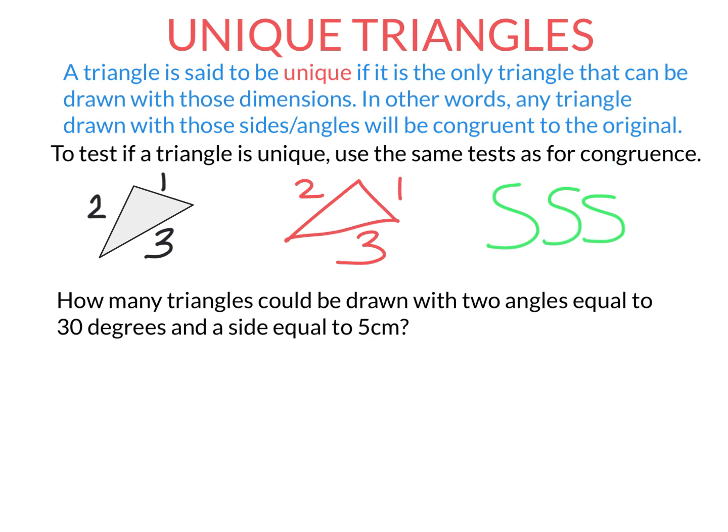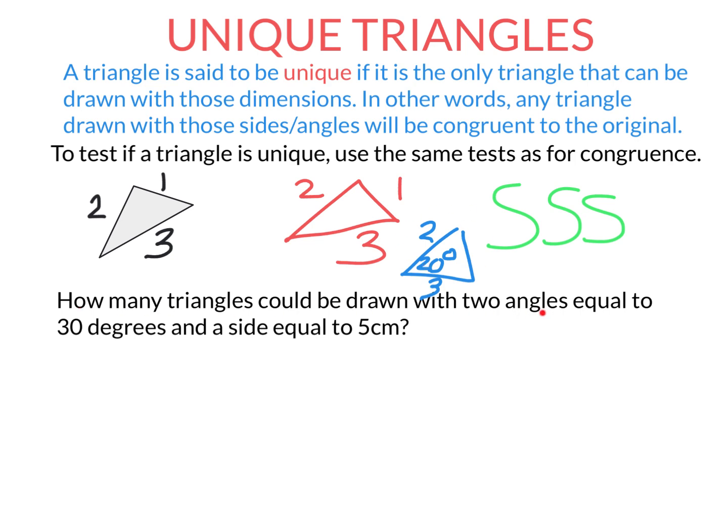So for example, if I have a triangle like this, let's say this is 2, this is 3, and this is 20 degrees, that triangle would be unique by the SAS test. If you have two side lengths and the angle between them, there is only one triangle that you can draw with those dimensions. Any other triangle you draw with side lengths 2 and 3, angle between 20 degrees, will be congruent to this one.